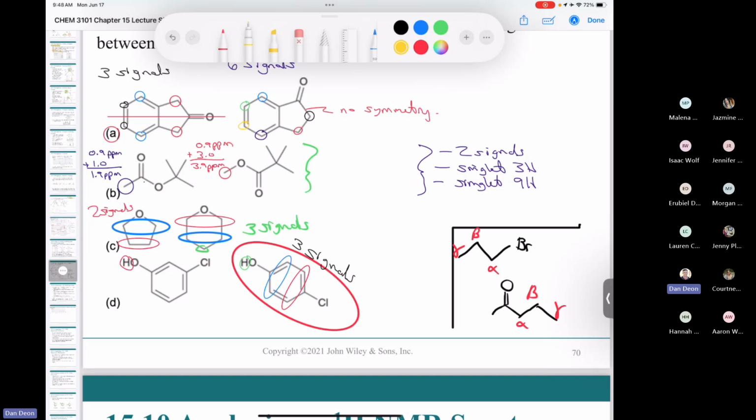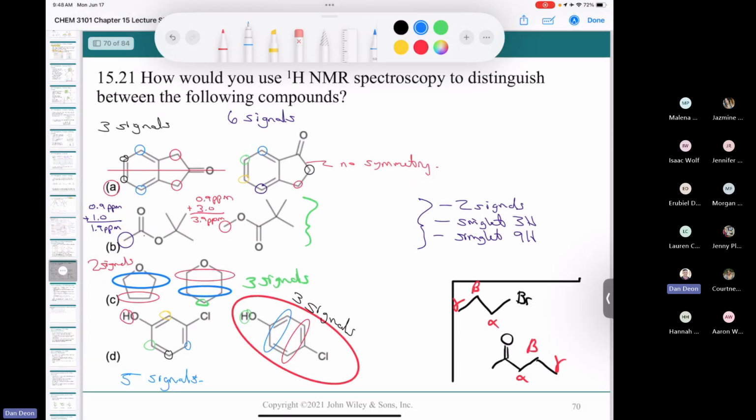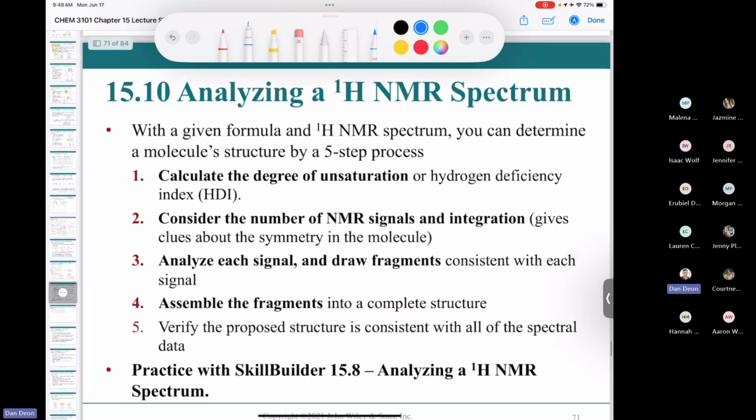1, 2, 3. I don't know, where's my black pen? 4, 5. So for this guy, you would see 5 signals. There you go. So now we've covered chemical shift, integration, and splitting. So we've gone over those.